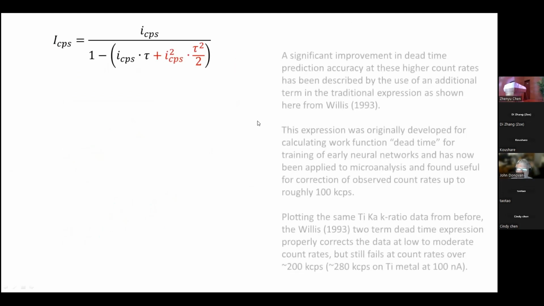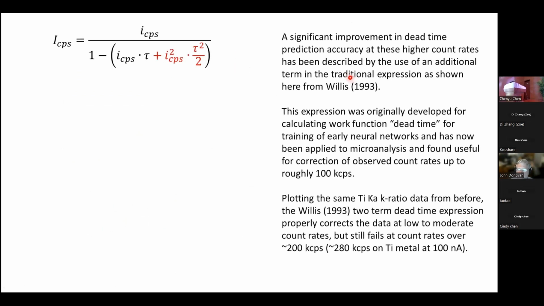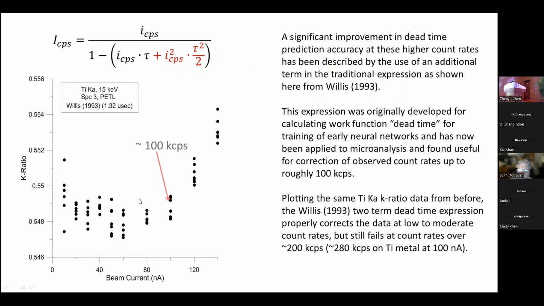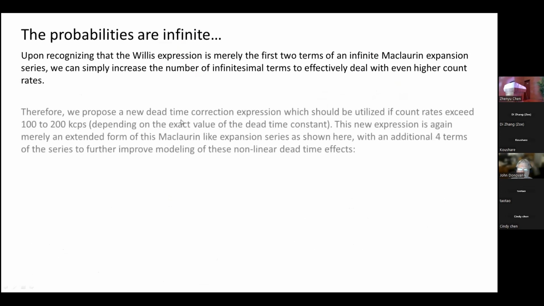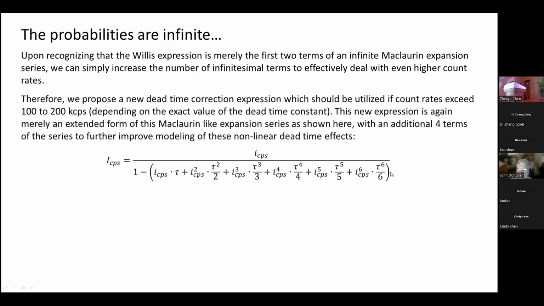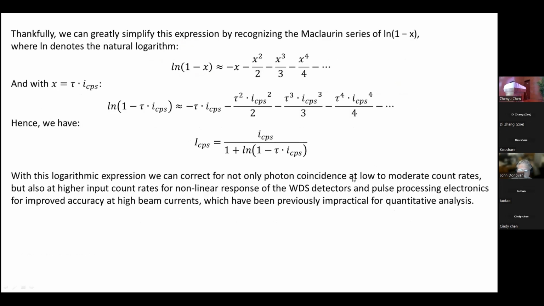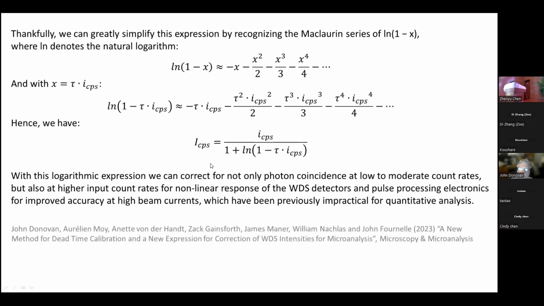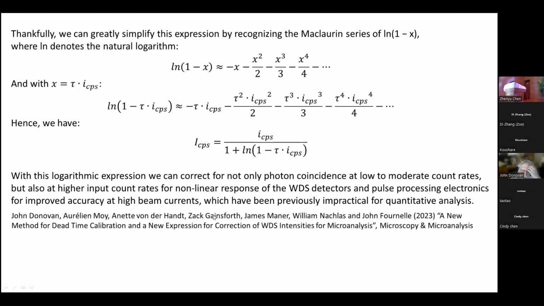So back in 1993, I noticed that some researchers who were actually calculating dead time for neural networks added a second term to the expression right here, as you can see. And we tried that and we get a better result. Now we can get up to about 100,000 counts a second. Well, that's an improvement. So once we realize that this is an infinite series, we can then apply this correction. And in fact, we can actually integrate this into a logarithmic expression. And this paper is already out, as I mentioned.